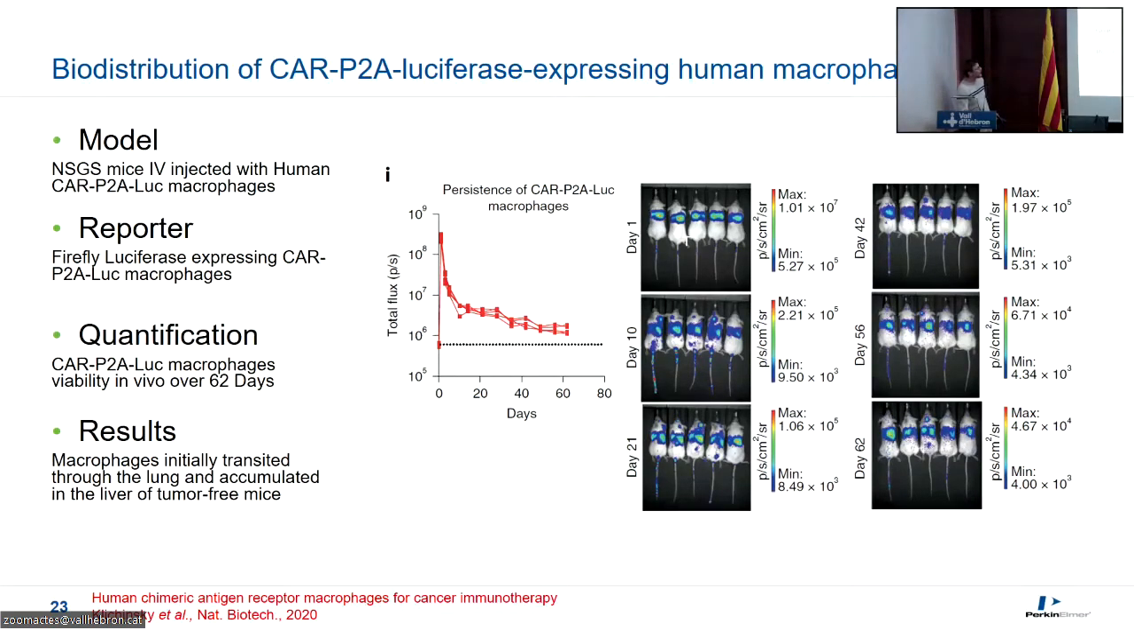You can see that just after IV injection, they will be stuck in the lung and then go a second time to the liver and the different lymphoid organs. And we can still see that up to 60 days after injection, we can still detect some cells, so they are not all dead.